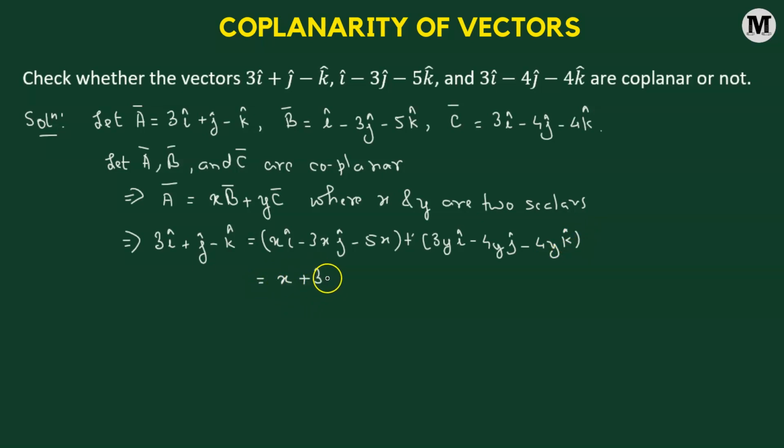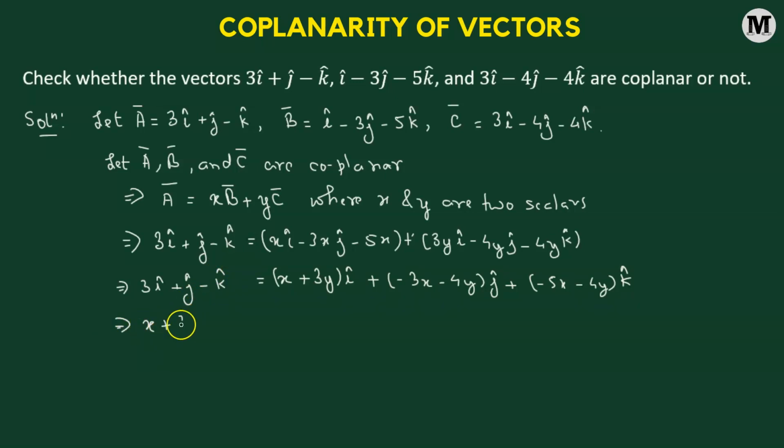So what we'll do is combine the like terms on the right hand side. So we have x plus 3y multiplied to i cap. Then we have negative 3x minus 4y multiplied to j cap. And then added to it, we have negative 5x minus 4y times k cap. So on the left hand side, we have 3i cap plus j cap minus k cap. Fine. Now we'll equate both sides, and that's going to give us three equations.